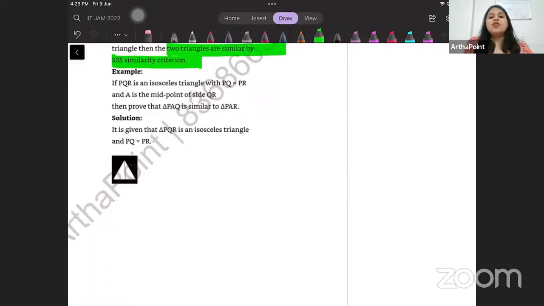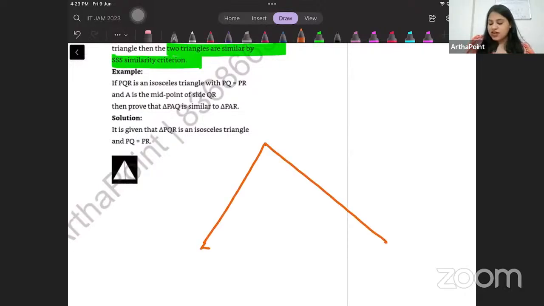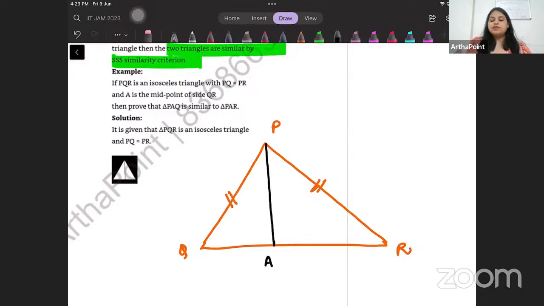If PQR is an isosceles triangle, that means two sides of the triangle are equal. So PQR. It is given, beta, that PQ is equal to PR. So this is equal to this. A is the midpoint of side QR. So beta, I am drawing a line through it. Prove that PAQ is similar to PAR. So just have a look, beta.